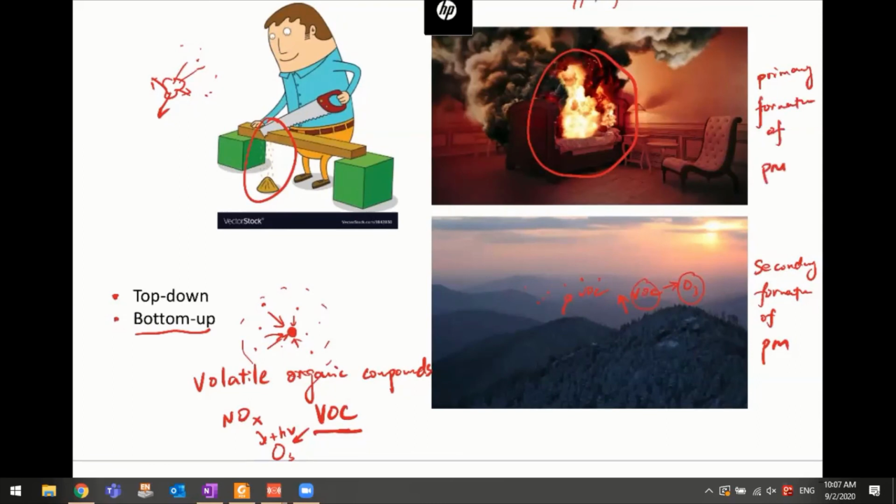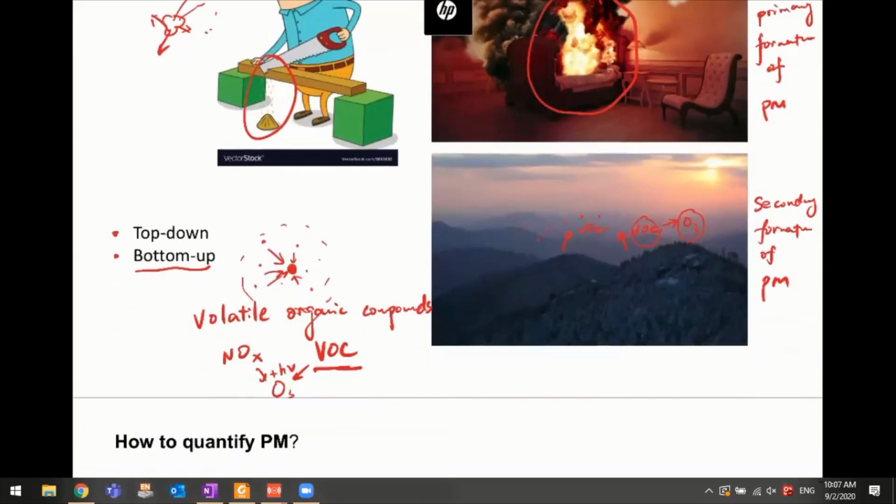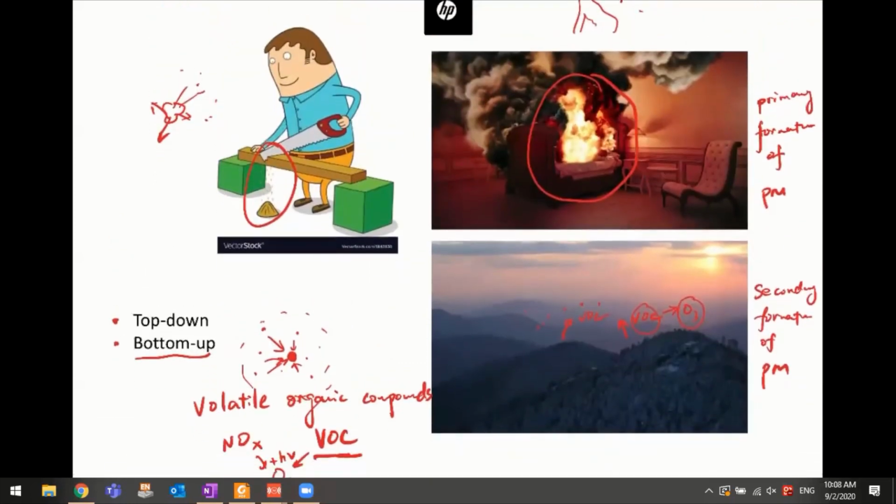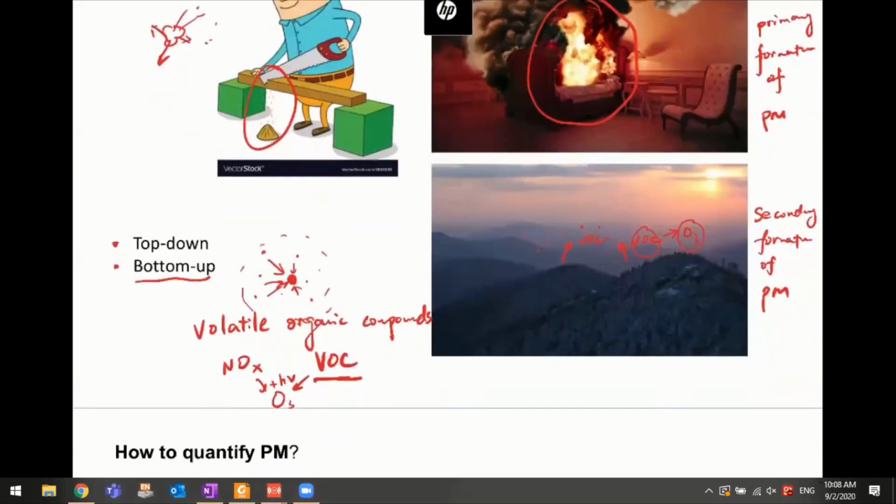Right? So from combustion, we're generating these particles directly. So this is a primary approach. We also have the secondary approach, where the PM is not directly formed over the forest, but it's through the reactions of these gas species and basically create these hazy type of weather there, right? So this is about the source of the PM in the atmosphere.